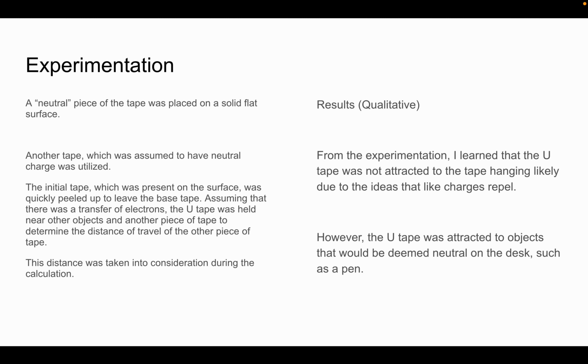Now, the qualitative results from the experimentation: I learned that the U-tape was not attracted to the tape hanging, likely due to the idea that like charges repel. In this case, as we mentioned prior, they both were positive like charges, which would support the idea that the like charges are repelling. However, the U-tape was attracted to objects that would be deemed neutral on the desk, such as a pen that I had lying on the desk.